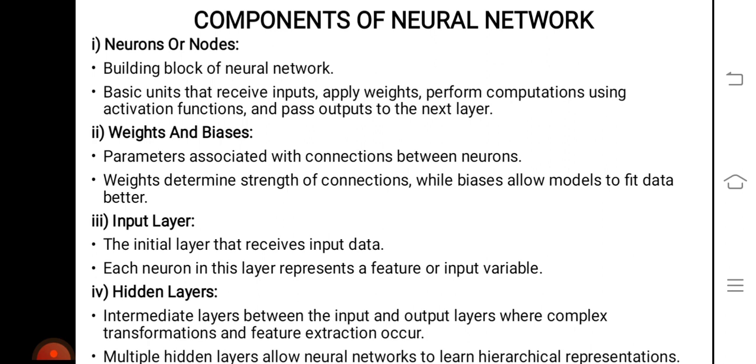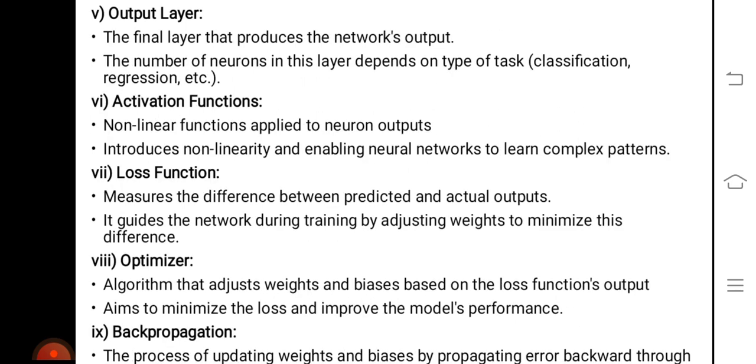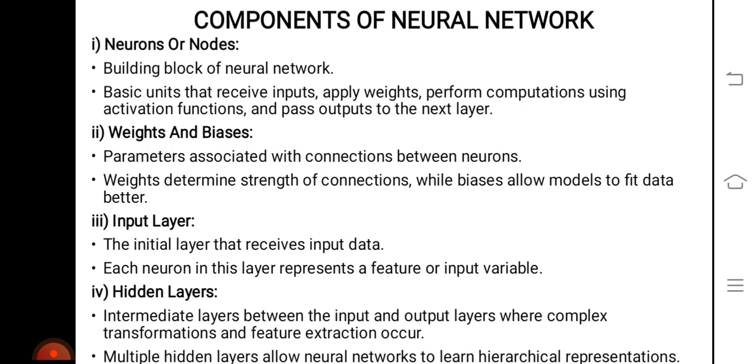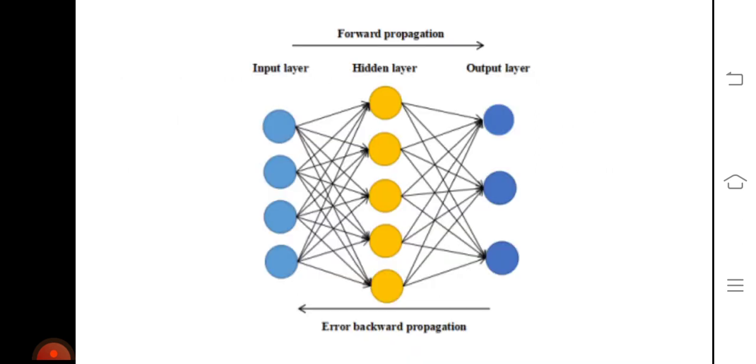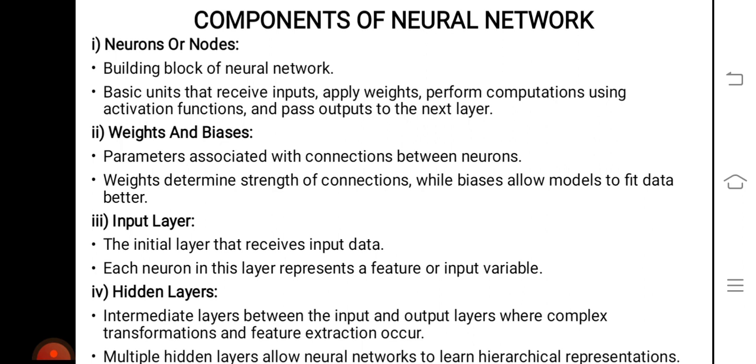And what are the components of a neural network? Neuron or node, weight or bias, input layer, hidden layer, and output layer. What is the activation function, loss function, optimizer, backpropagation? These are the components of a neural network. A node means the yellow and blue round shapes, no? That's called a neuron or node, the building block of a neural network, the basic unit that receives the input, applies weight, performs the computation using the activation function, and passes the output to the next layer.